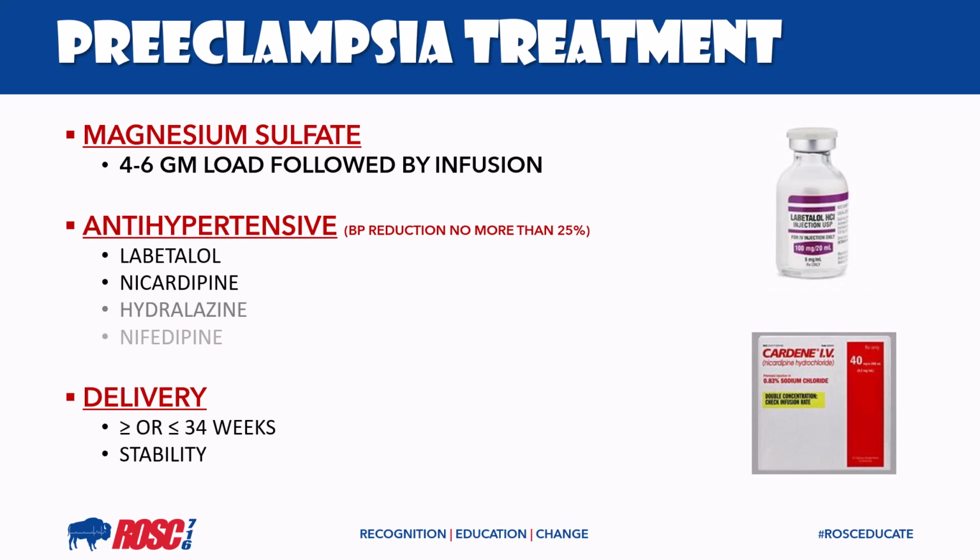Preeclampsia is a placenta problem. The only way to definitively treat preeclampsia is getting rid of the placenta. This is where the expertise of the obstetrician really comes into play. If we're able to stabilize mom and control her blood pressure and symptomatology, most likely the obstetrician will start giving betamethasone and try to delay delivery.